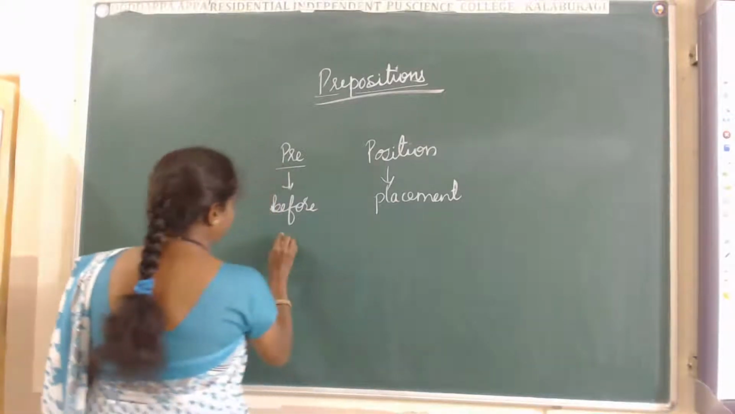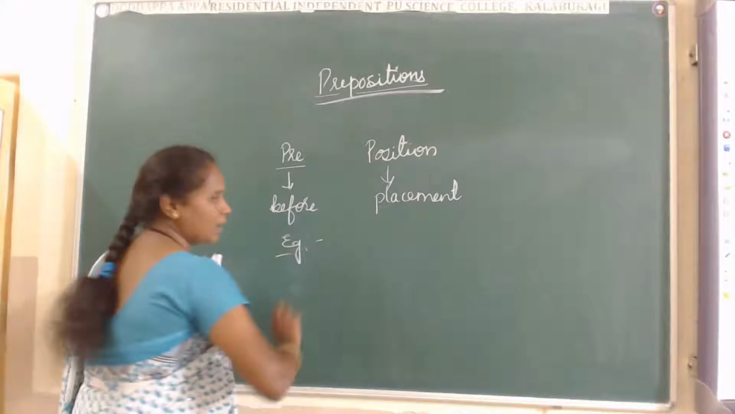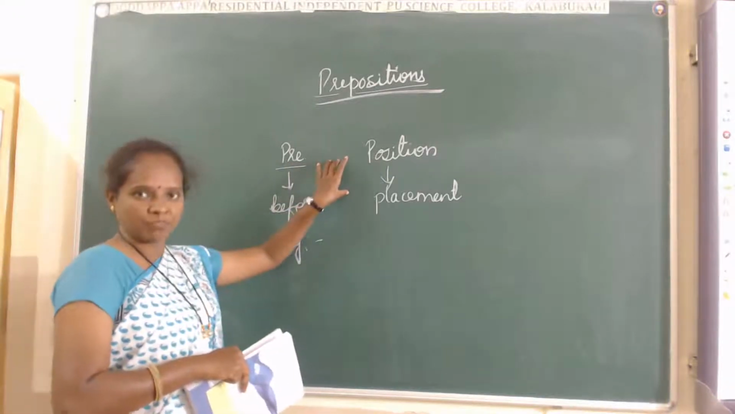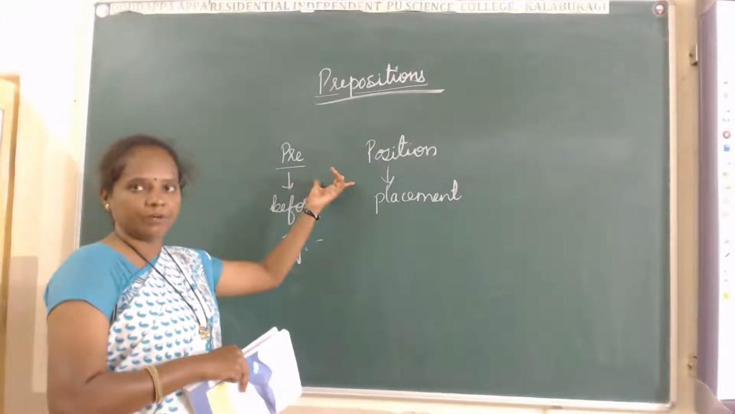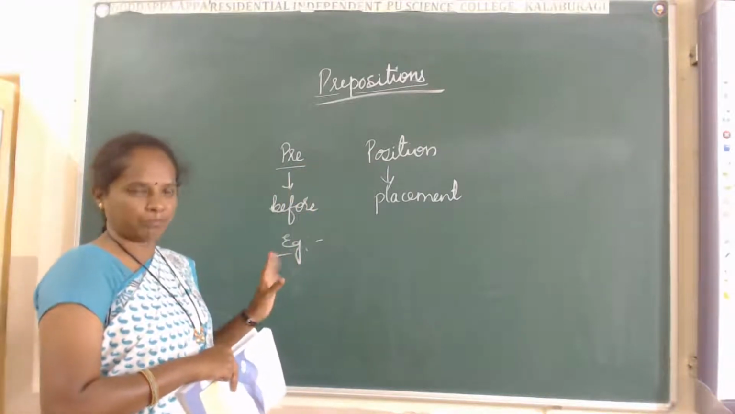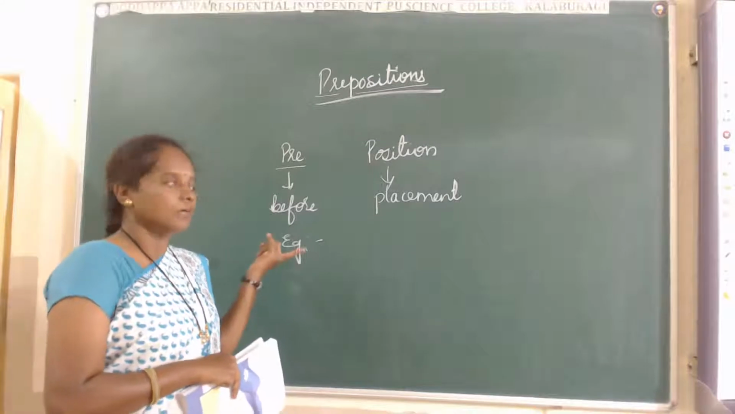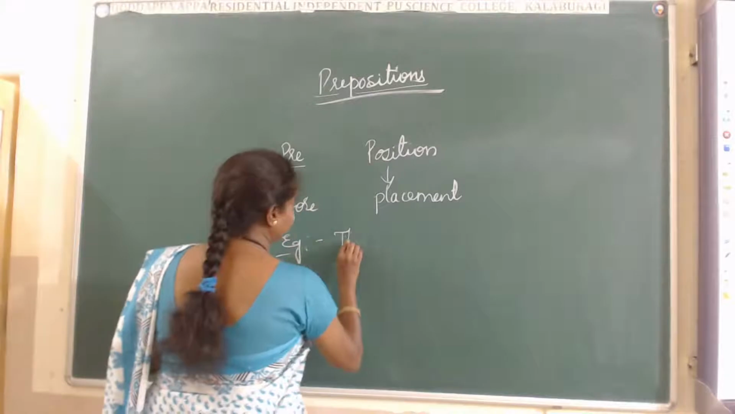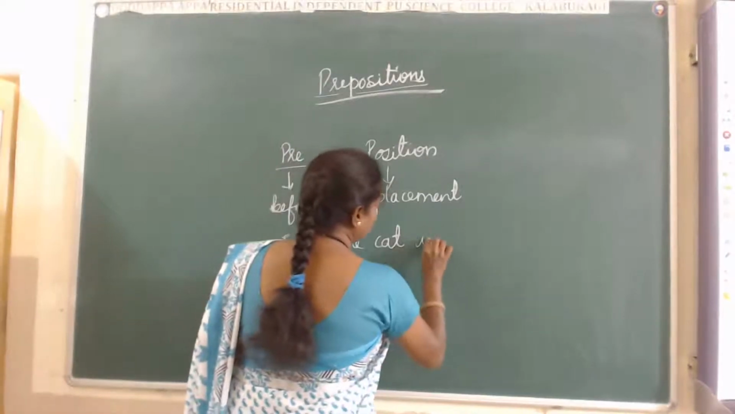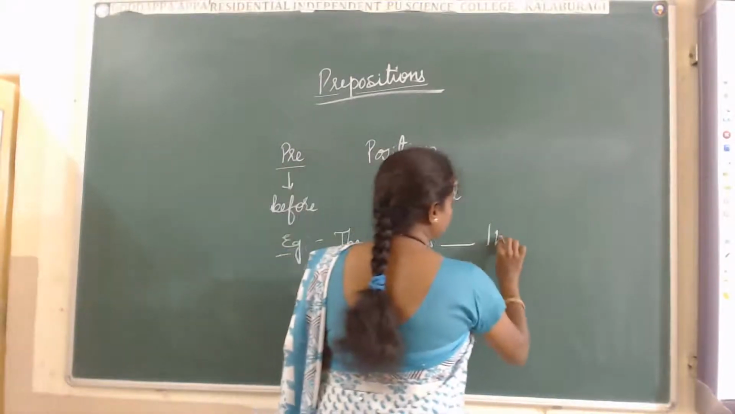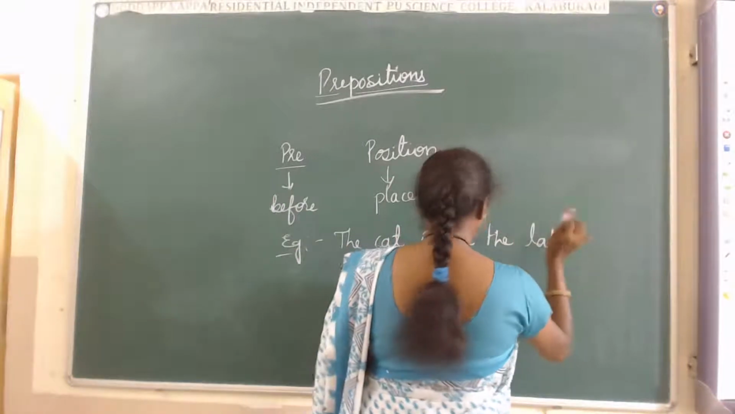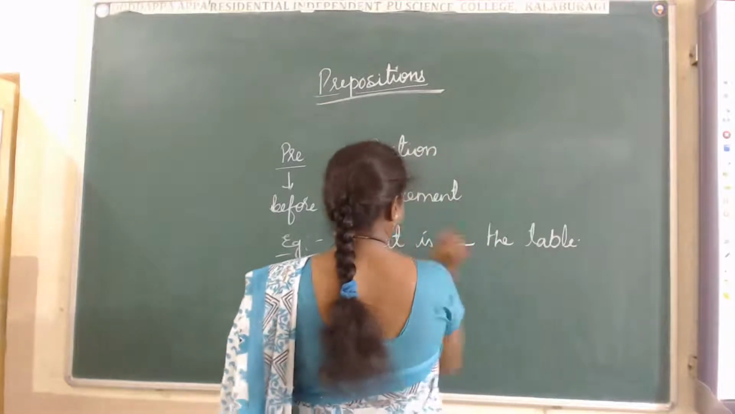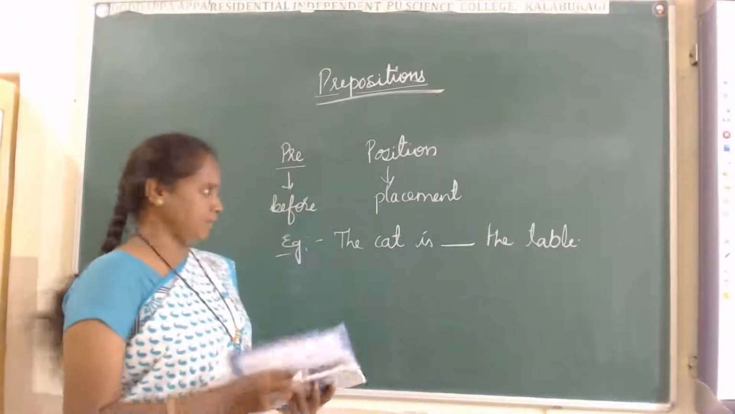I will give the example first. With an example, I will start. Why do I give more and more examples? Because whatever I want to make clear, by example only can we make it clear. That's why first I will give the example. The cat is dash the table.